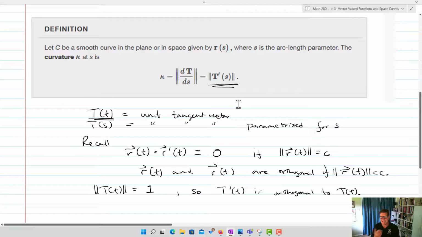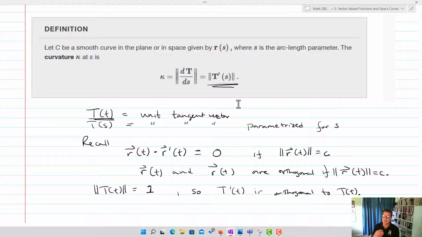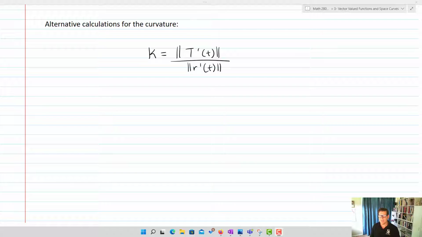Well, this is actually kind of hard to find. It's a little bit of a pain. So when we're actually going to calculate the curvature, we're going to utilize some different definitions or some different equations. So here are some more practical ways of actually calculating curvature.